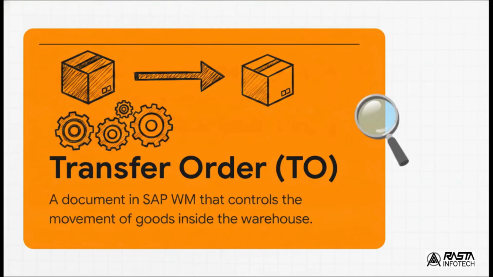Thankfully, SAP's Warehouse Management has a built-in way to completely neutralize that chaos. Enter the transfer order, or TO. Now, technically, it's defined as a document in SAP Warehouse Management, but we really need to think of it as the ultimate execution engine. It's not just a piece of paper you file away and forget about. This is what physically controls, authorizes, and tracks every single movement of goods. It guarantees accuracy and accountability at scale.